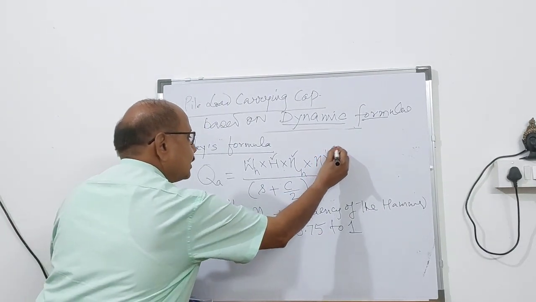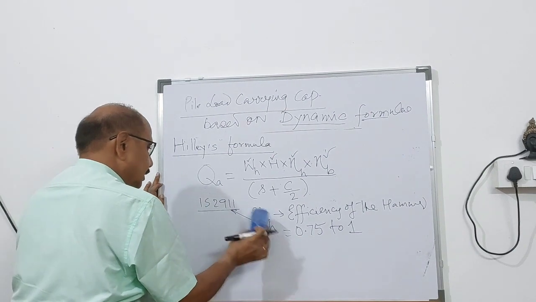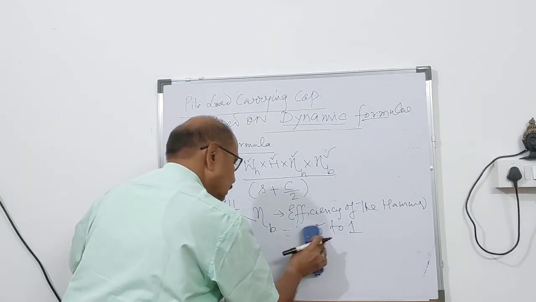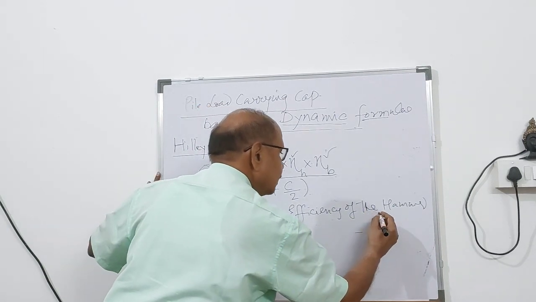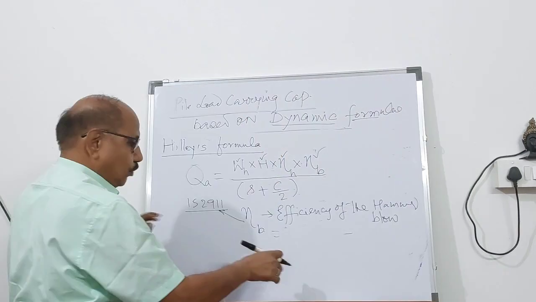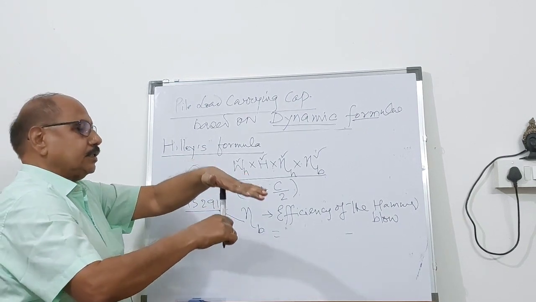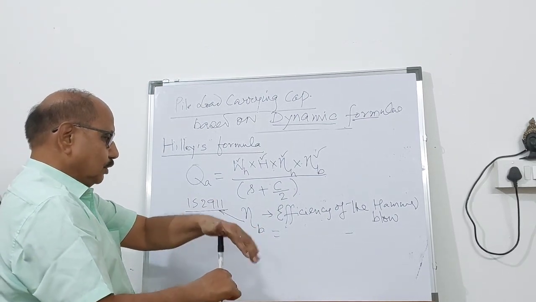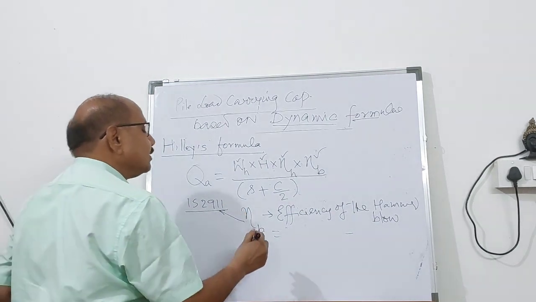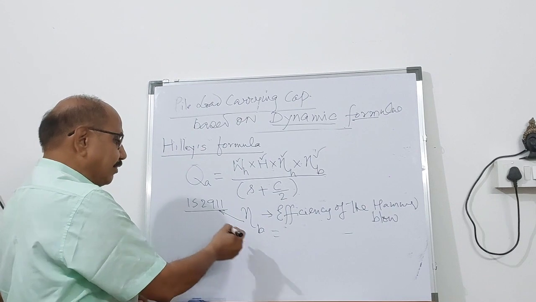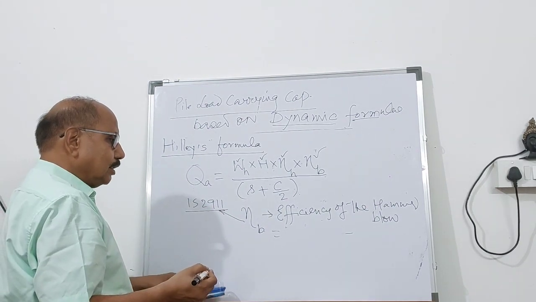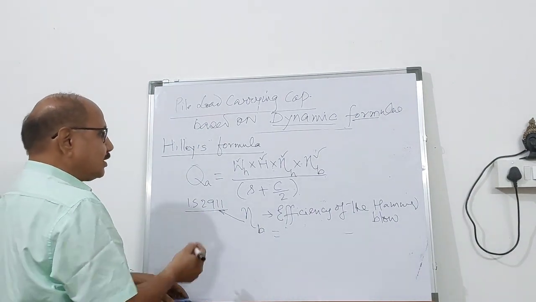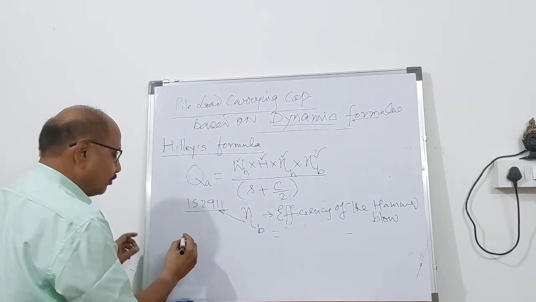Then this is eta B. Eta B is the efficiency of the hammer blow. When you are hitting it, what is the efficiency of the blow? How much energy is being transferred to the pile? That is the efficiency of the hammer blow, and the formulas are given in tabular form in the IS code. It depends upon the coefficient of restitution. So I will just give you how to calculate this value of eta B.